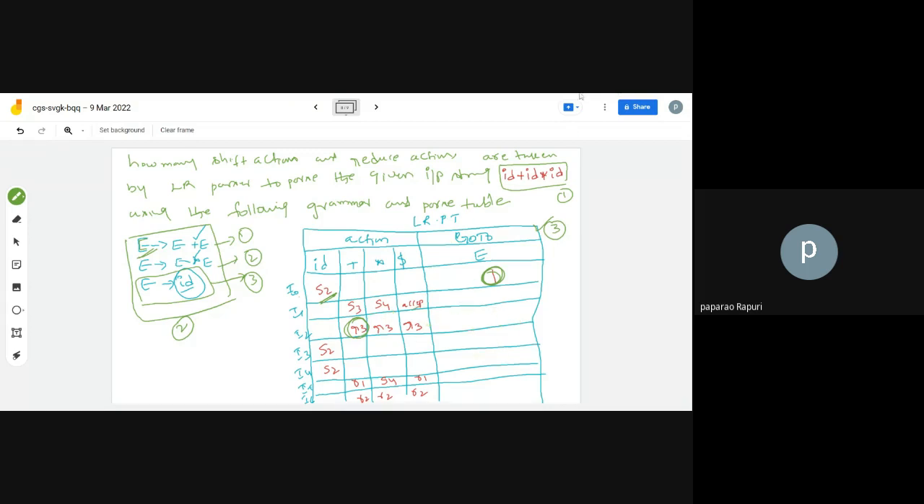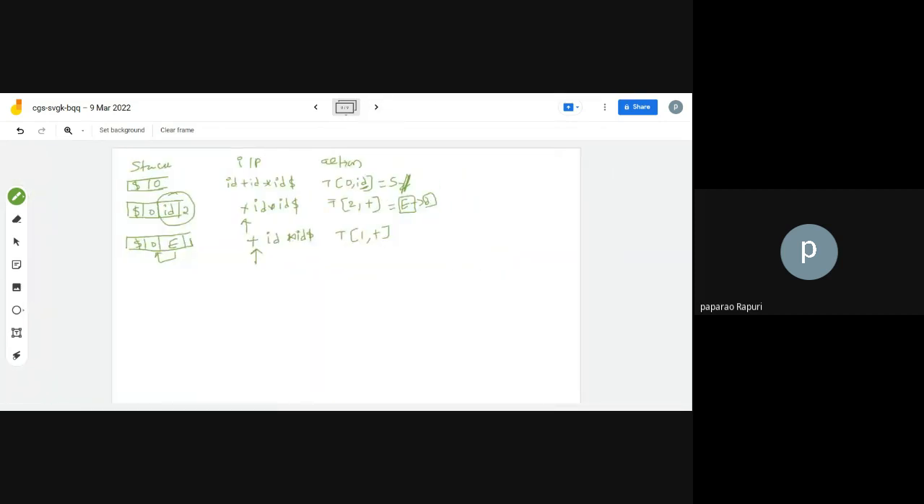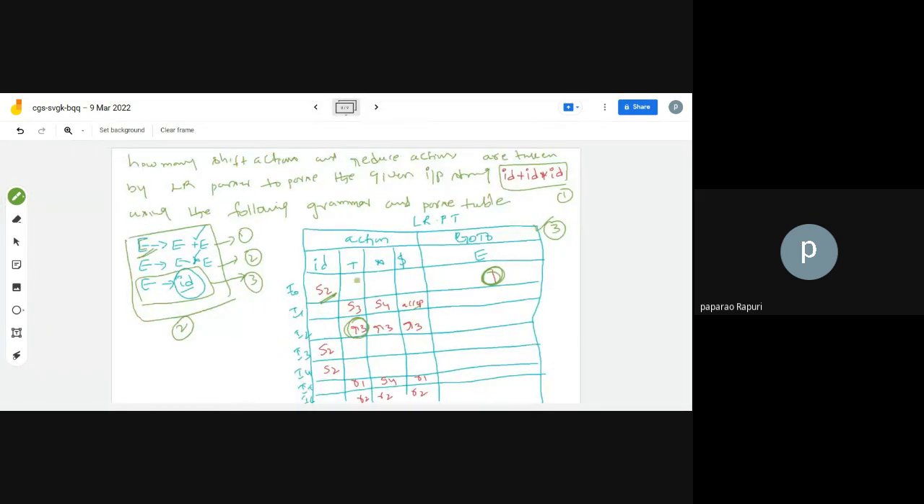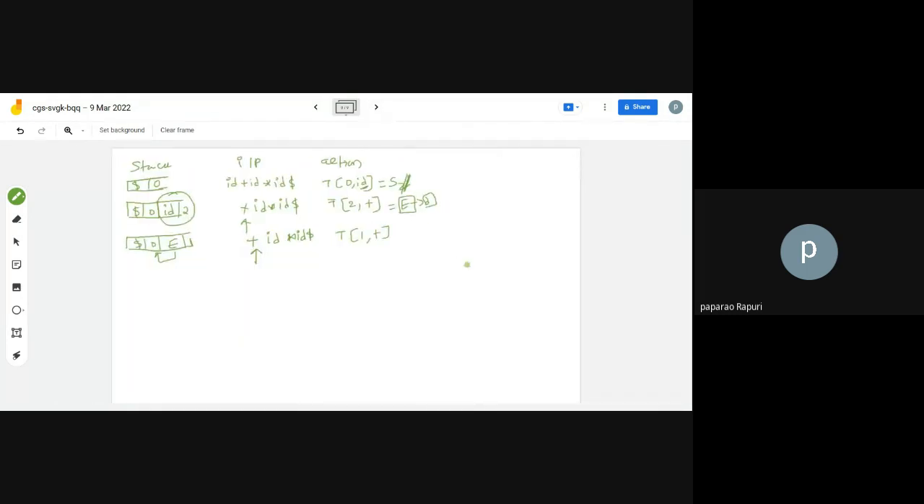So okay, coming to here, 1 comma plus. So 1 plus, that means shift 3. That is equal to S3. S3 means we need to push plus, after that 3. So the stack is $0 E 1 plus 3, sir. Now the input is id star id $.